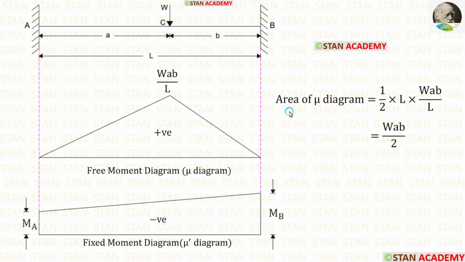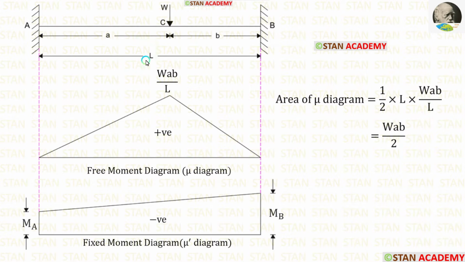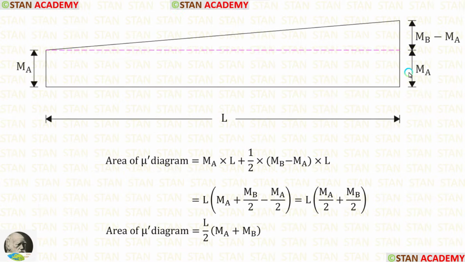Now let us find the area of the Mu diagram. This is a triangle. We know the formula for the area of a triangle, half into breadth into height. Here the breadth is L, height is WAB upon L. Let's apply the values. Finally we are getting WAB upon 2. Now let us find the area of the Mu dash diagram.